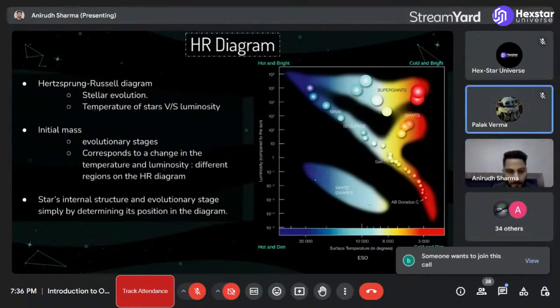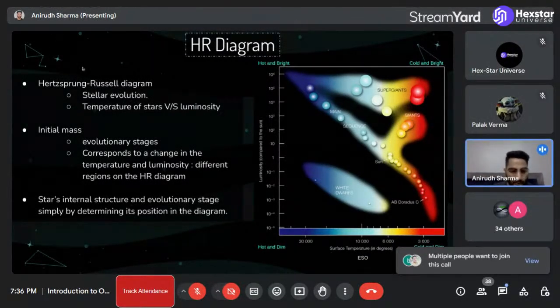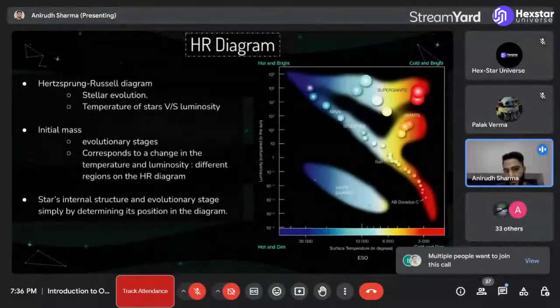The star's internal structure, evolutionary stage, or its initial mass simply determines its position in the diagram, and based on its position, you can identify what kind of star it is, whether it is a supergiant or a main sequence star. Main sequence basically means the star is stable, and that is how it spends the majority of its life.